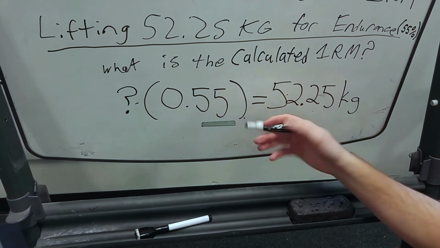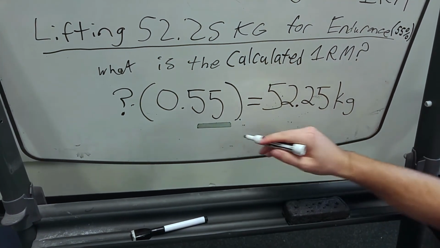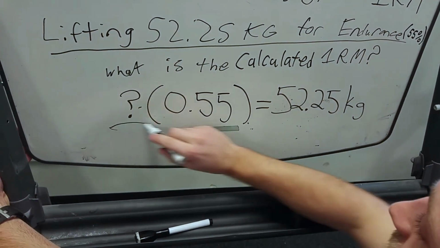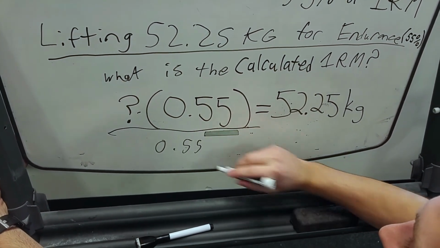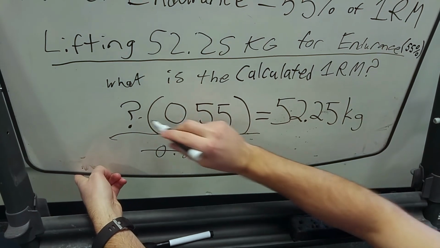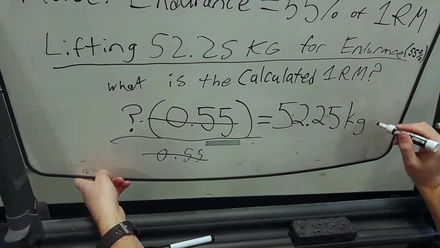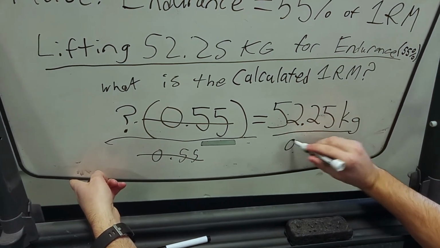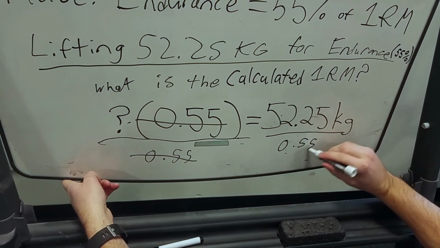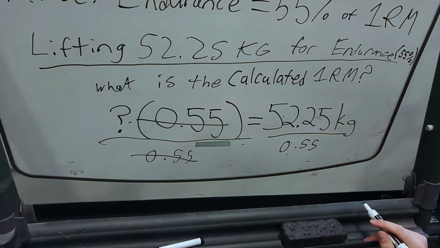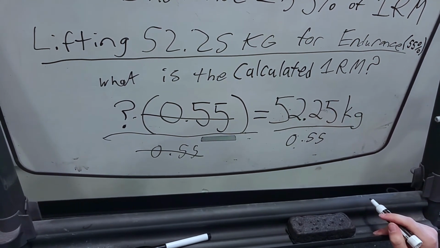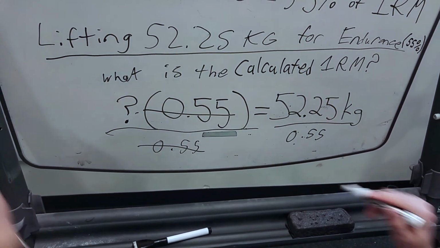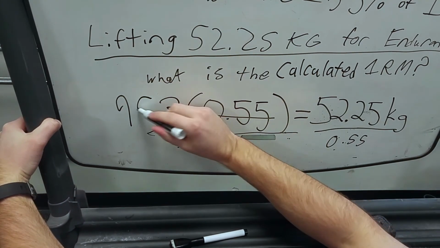Now remember, whatever we do to one side of the equal sign, we have to do to the other. So what we're going to do is divide this whole section by 0.55. That way, this crosses out and this crosses out, but we're able to divide this section by 0.55. Now, take a few seconds, calculate your answer. I'll wait here. And now you should have gotten 95 kilograms.